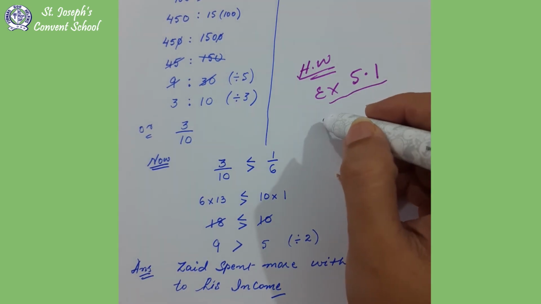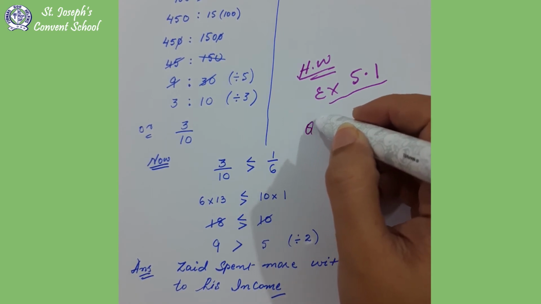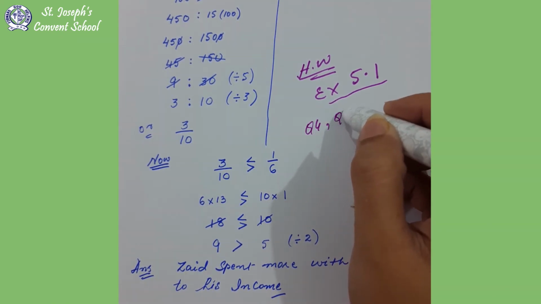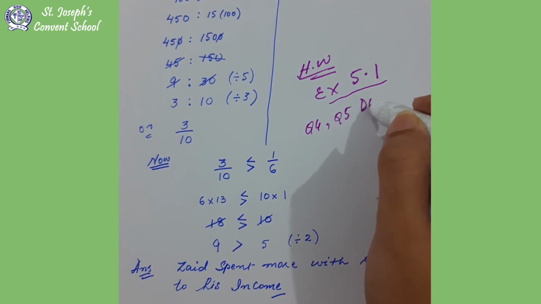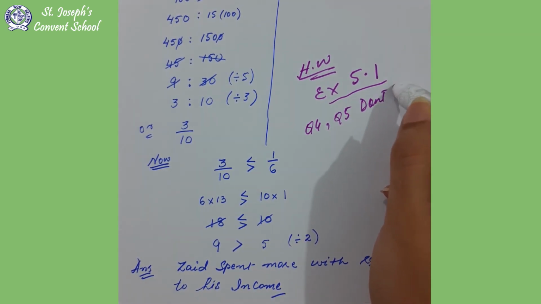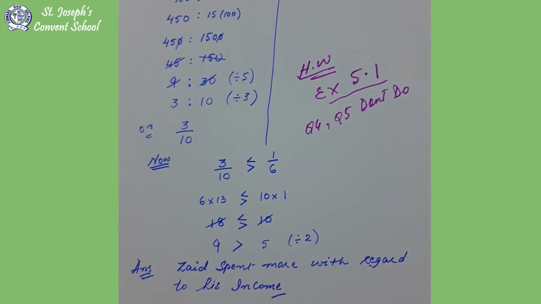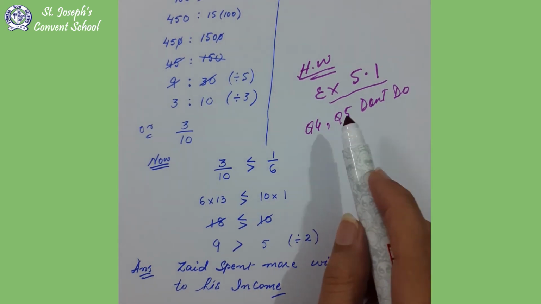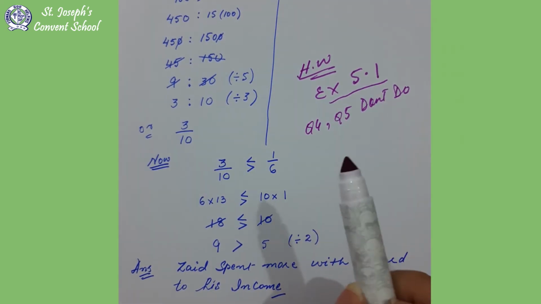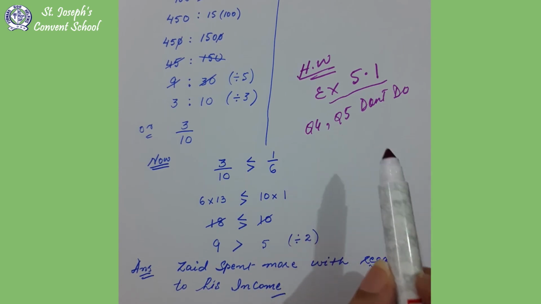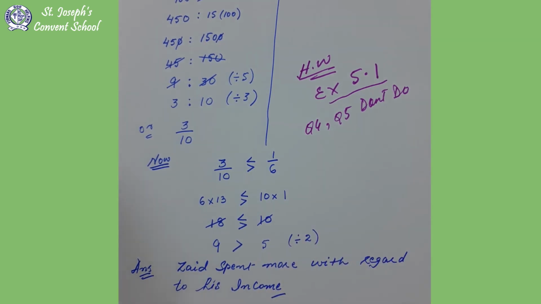Don't do question number 4 and 5. Question 4, question 5, don't do this, I'll explain it. The remaining questions you have to do. Questions 4 and 5 you don't have to do from exercise 5.1. If you don't understand, you can ask. Just mark it, and in the class then we will discuss it.